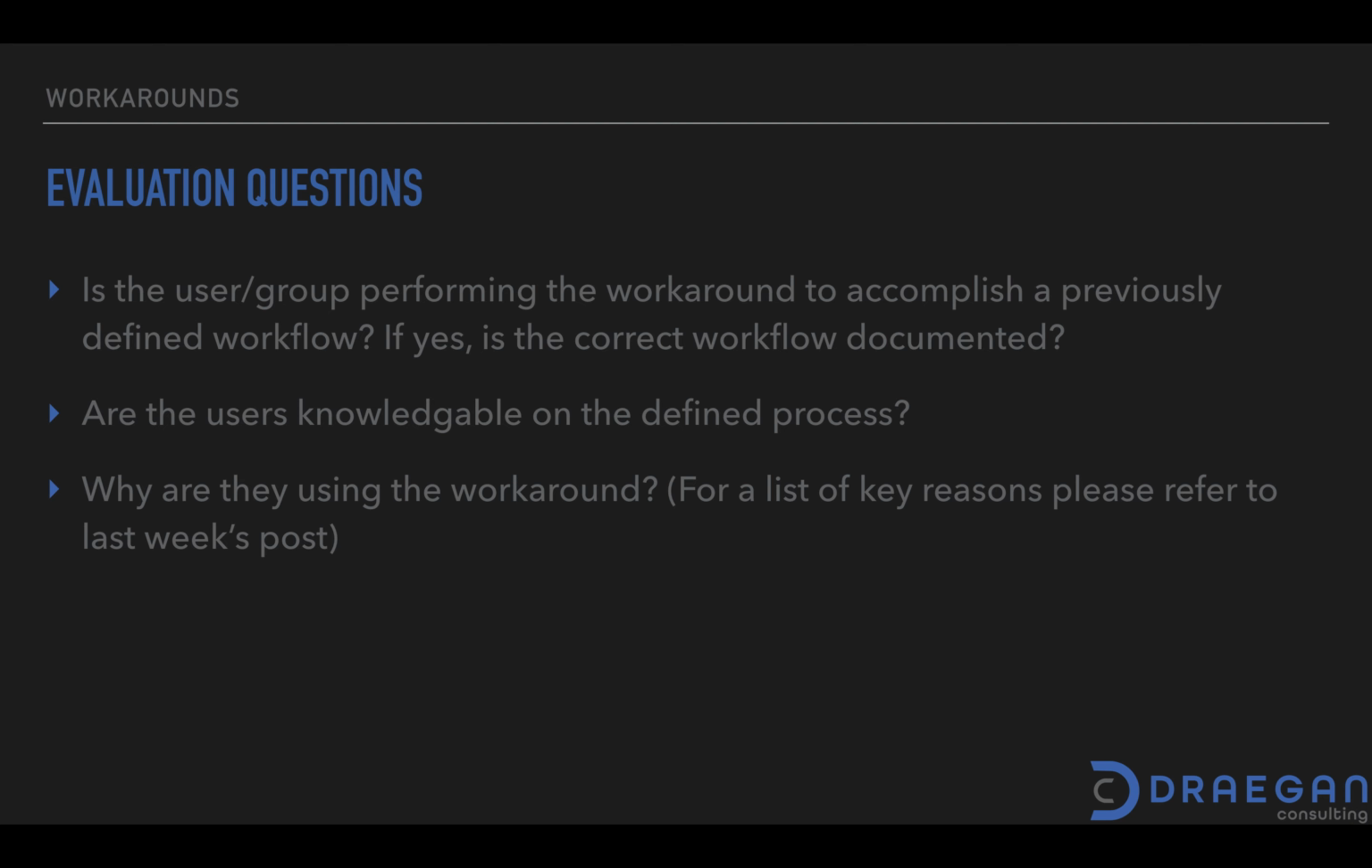So the next one is, are the users knowledgeable of the defined process? If it is in fact documented and written down, are they aware of that? Do they know what the process is and what steps they're supposed to follow? So there may be an instance where the education or communication has a gap, and you need to take a look at that. Maybe that's why the workaround is in place. So if that's not the case, you'll want to ask the next question, and that is, why are they using the workaround? So why is it actually being performed? And for a list of the reasons, you'll want to refer back to the previous posts where I discussed some of the key reasons users create them.